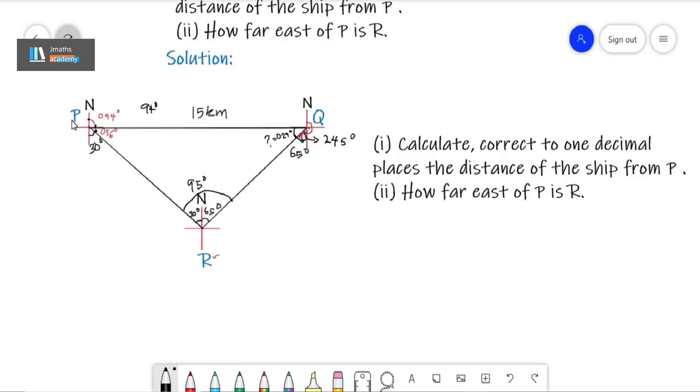So in our diagram, we know the distance from P to Q to be 15 kilometers. R is facing this side. So this side is a small r, while Q facing this side is going to be a small q. P facing this side is going to be small p. So our first question says we should calculate to 1 decimal place the distance of the ship from P. So we're asked to find the distance of small q. So we know PR to be q. We know PQ to be r, equal to 15 kilometers. So we're asked to find the distance of q.